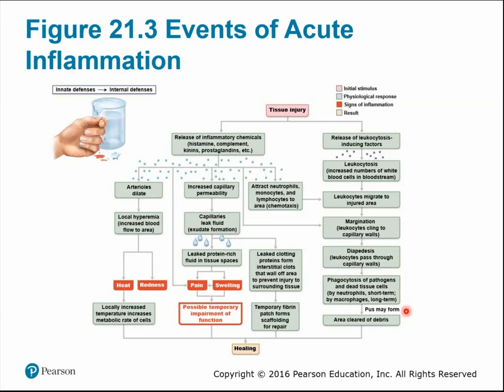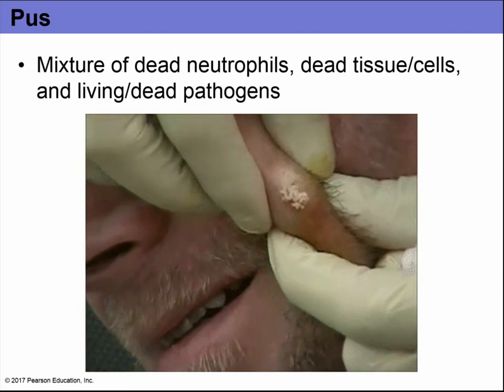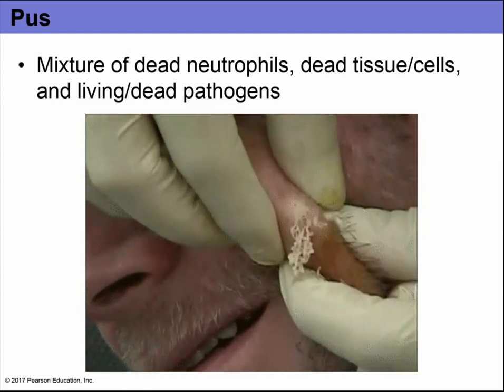So pus is just a collection of dead neutrophils, dead tissue cells, and pathogens. And here's a little pus for your viewing pleasure.